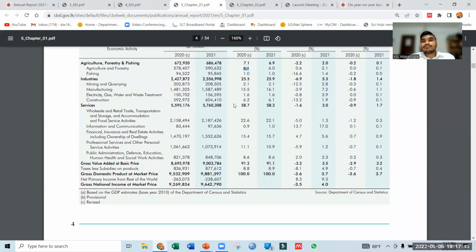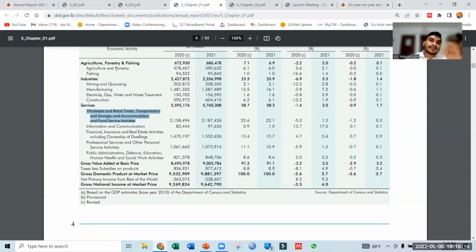Then the biggest component comes from 58.7, that is services, and out of it the biggest component is 22.6%. That is wholesale, retail, trade, transportation, storage, accommodation, food service activities. What does this mean? This is about commerce. Department of Commerce is responsible for this 22.6 of this country, right? So as commerce students, make sure we have a bigger role in the future, right?